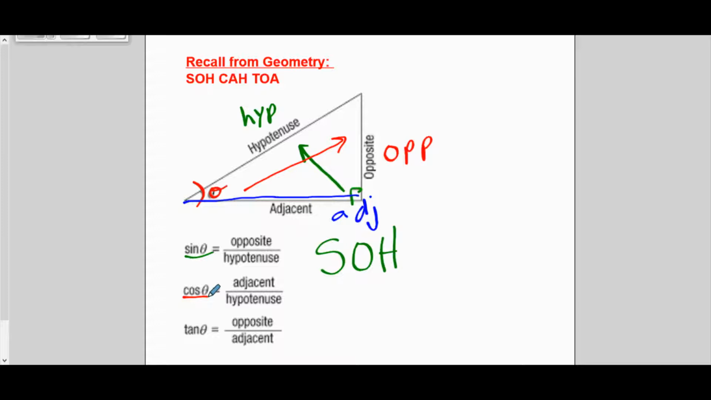Cosine of theta is adjacent over hypotenuse, and we said that that could be represented as CAH. So cosine is adjacent over hypotenuse. And the last one was tangent. So we said tangent is opposite over adjacent. So this would be TOA. So we remembered this saying of SOHCAHTOA to help us remember how the sides of our triangle were related. So let's go ahead and look at a couple of examples where we're just going to review using SOHCAHTOA.